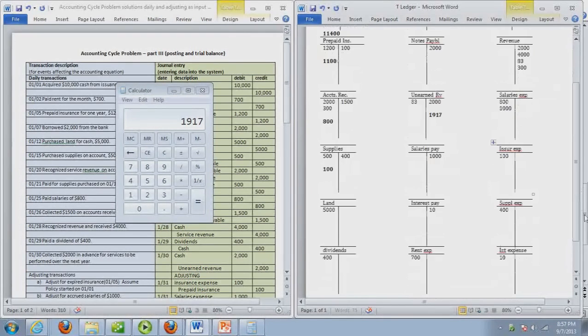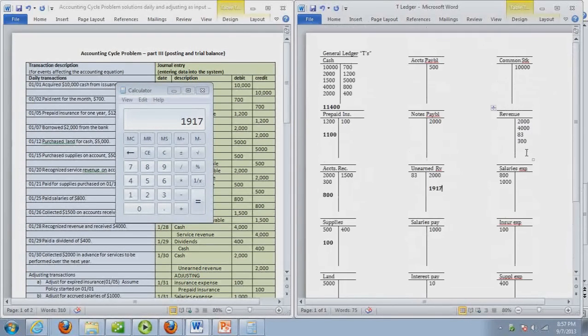And then we have a few more here. Over here for revenue, I can do the math for that. Notice that we usually credit revenues, and that's the typical entry. So let me add those up.